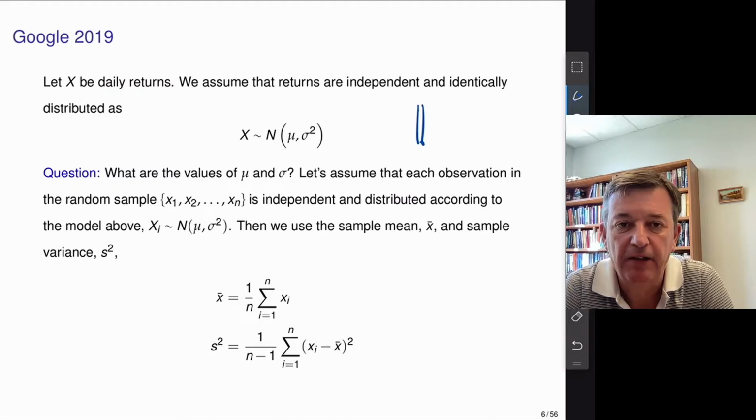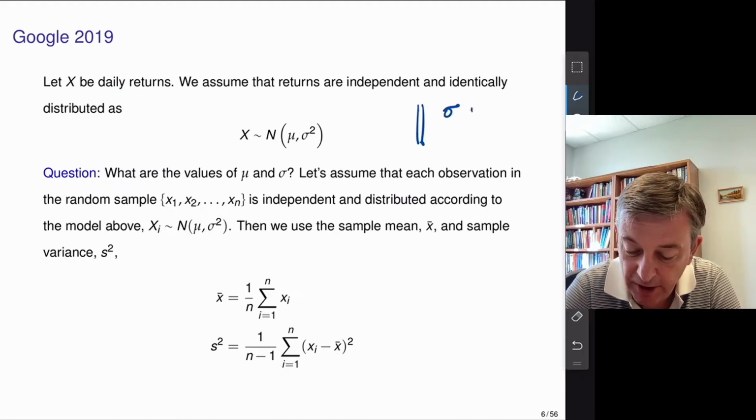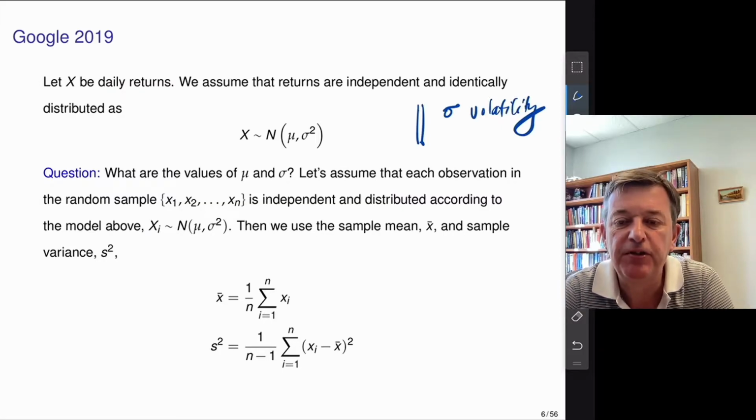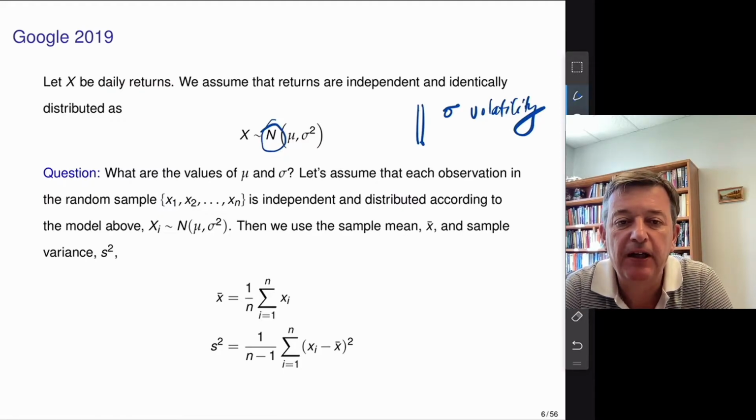I'll assume that the returns or log returns of Google stock are normally distributed around some mean mu and some variance sigma squared. And we can think of sigma, the standard deviation, as the volatility of Google stock. Now, I say too simplistic because when we empirically look at stock returns, we see that there's much more likely to have extreme observations. So this assumption of a normal distribution is too simplistic, but it'll at least give us some kind of idea of what to expect.